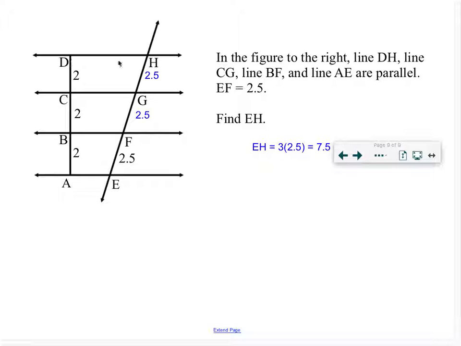All right, well, these are three parallel lines. It told us that here. And I can see it cut this transversal into 3 equal parts. That means it must have cut this into 3 equal parts. So if this is 2.5, then this part is 2.5, and so is this one. E to H is 3 of those 2.5, so EH is 2.75.